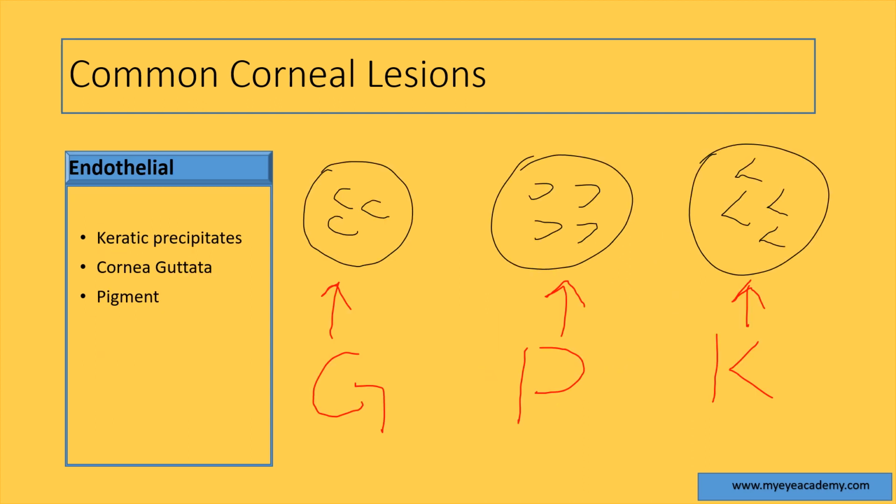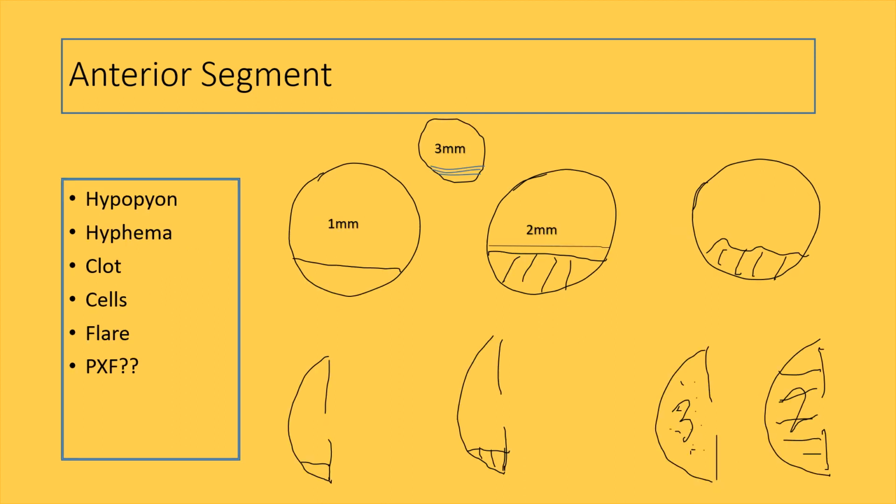And now the endothelial lesions. You write the guttata like this. So the first part of the G is taken here, and this is for denoting cornea guttata. P is like this, and this part of the P is for the pigment, and this part of the K is for the KPs or keratic precipitates.